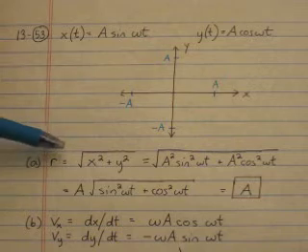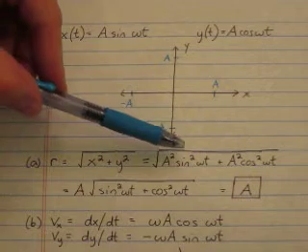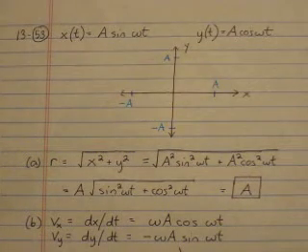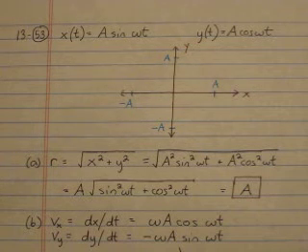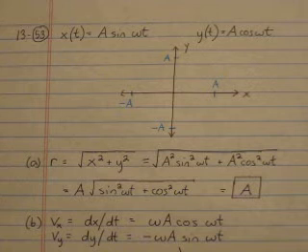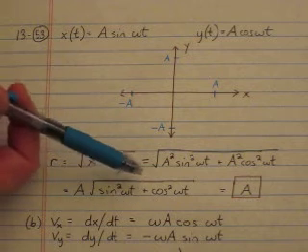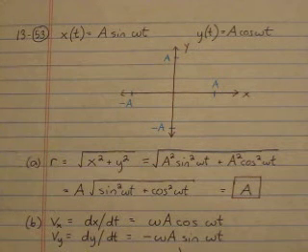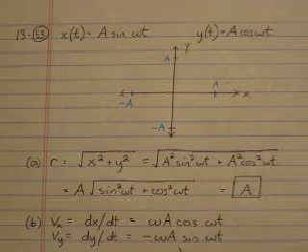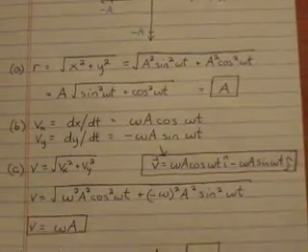Okay, r equals square root of x squared plus y squared. Plug in those values, a squared sine squared omega t plus a squared cosine squared omega t. You can factor out a squared. It goes out to the side as just a. You're left with sine squared omega t plus cosine squared omega t. That's a trig identity, which becomes just 1, and we're left with that a as the fixed distance. So it is circular motion.